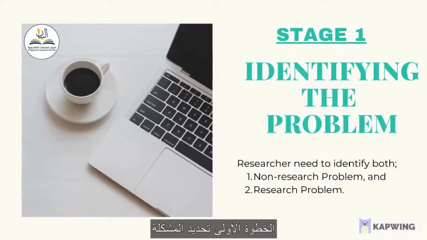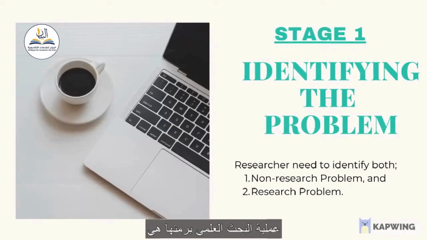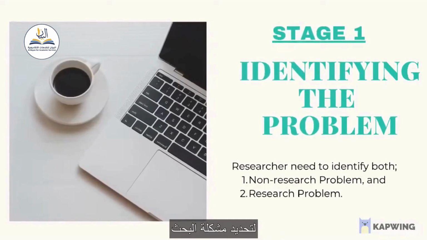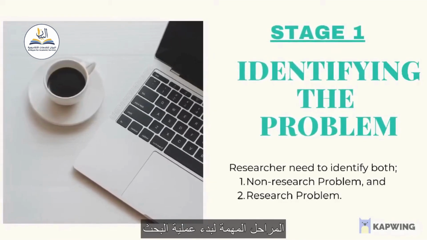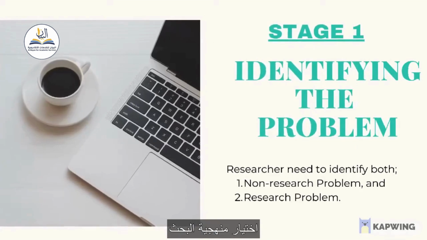Step 1. Identifying the problem. The first and foremost task in the entire process of scientific research is to identify a research problem. A well-identified problem will lead the researcher to accomplish all important phases of the research process, starting from setting objectives to the selection of the research methodology.